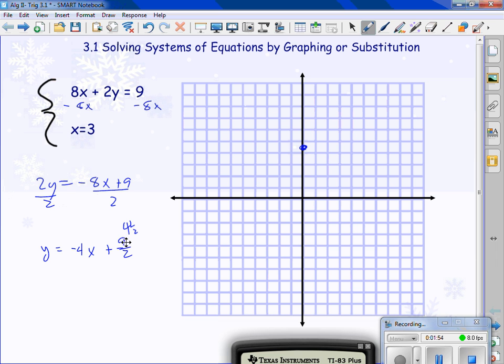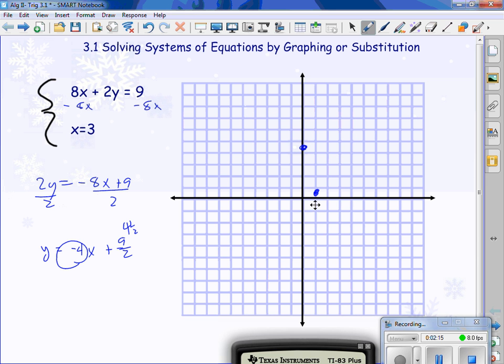From this point, what do I do? This is my slope, so it means down 4 to the right 1. Notice how I'm still in between, because down 1 is here, down 2 is there, down 3 is there, down 4 to the right 1.